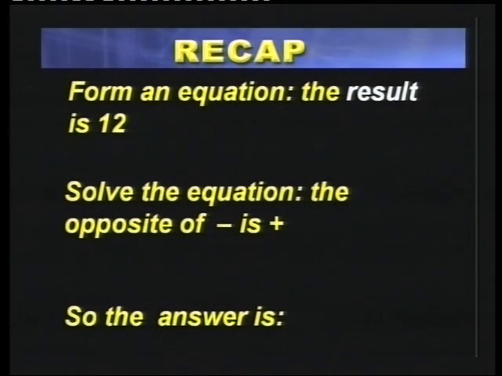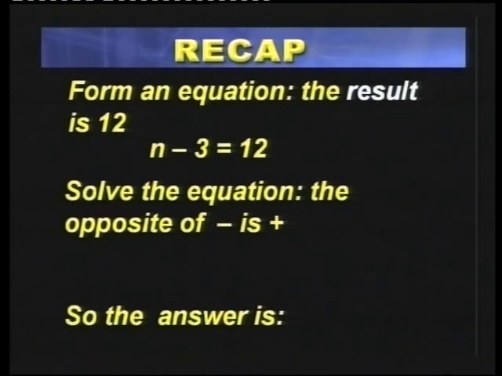After writing the expression, you are to form an equation. Here in this case, we already wrote the expression down, which is n minus 3. And the result is 12. Result comes after the equal sign. So the equation should have looked something like what I have now: n minus 3 equals 12. 12 is the result.